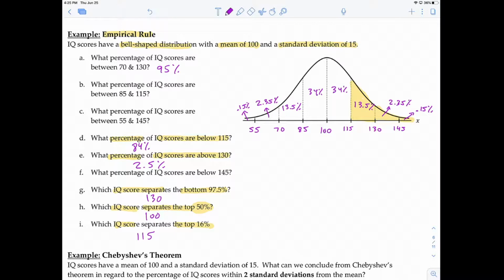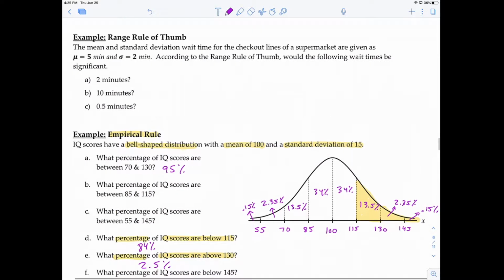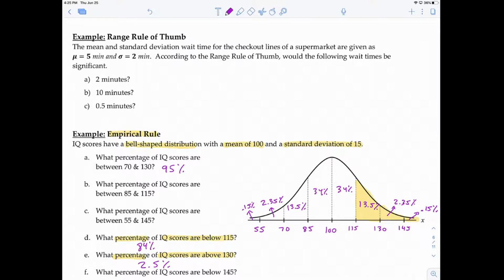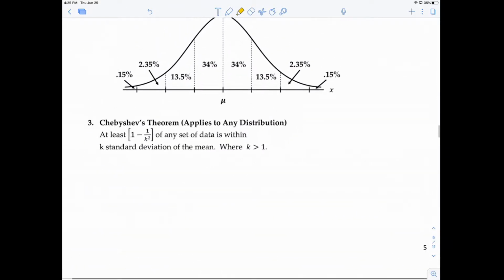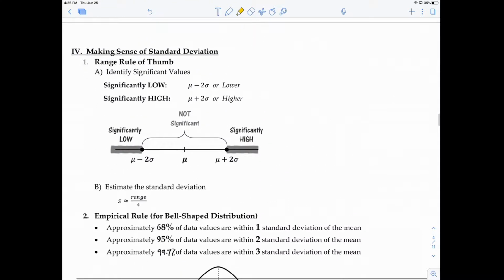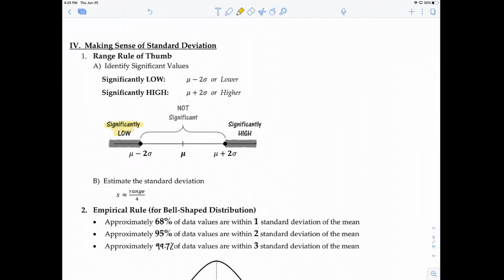All right, the other thing I wanted to cover in this video: in the video on the range rule of thumb, I used the verbiage unusually high and unusually low. The updated textbook, which is the one I use now, uses the words significantly low or significantly high instead. I like that verbiage more because it's more consistent with what we're going to see later on in the semester.